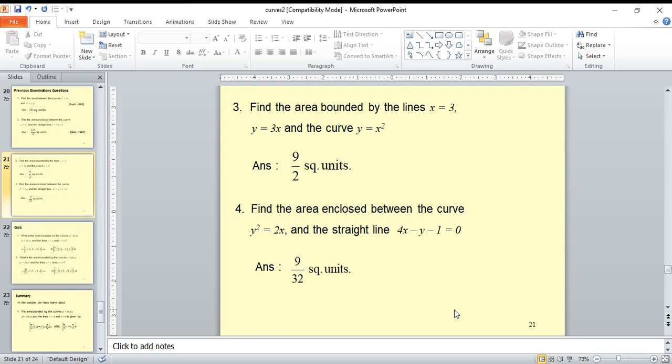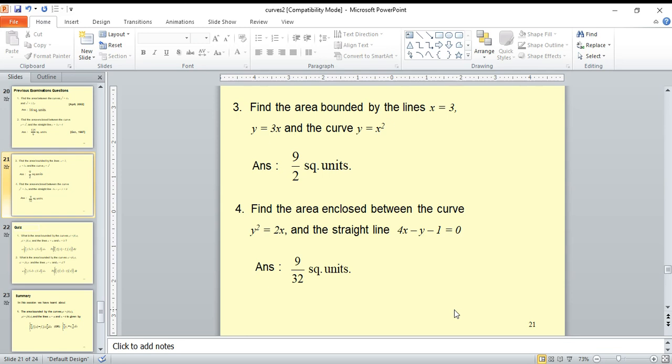The problem: find the area enclosed between the curves y square equal to 2x and the straight line 4x minus y equal to 0. Y square equal to 2x and the straight line y square equal to 4x. See, this question I like.